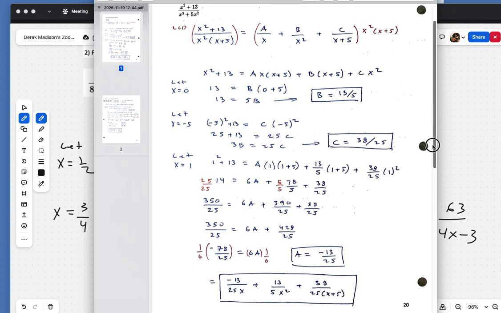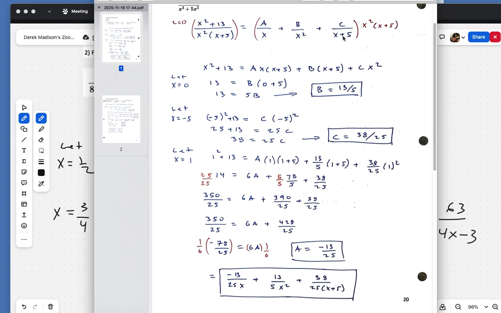For this next part, I let x equal negative 5 because that's my other 0. So similarly, putting negative 5 in there, that became 25 and 13 for 38. Anything that had an x plus 5 in it would drop out, so that just left me the cx squared term. And squaring that, I get 25, dividing over, 38 over 25.